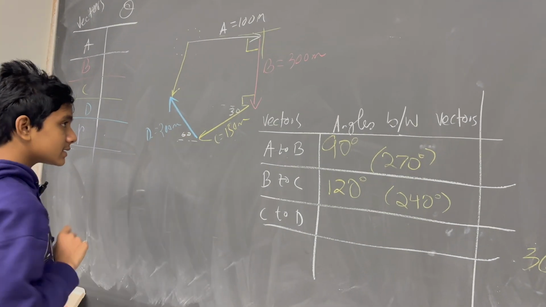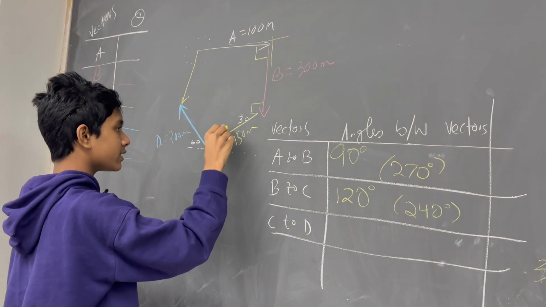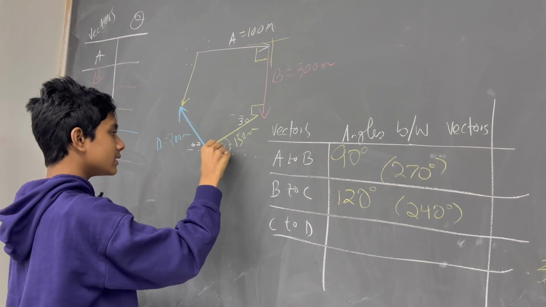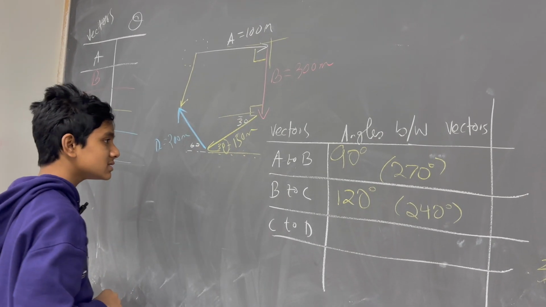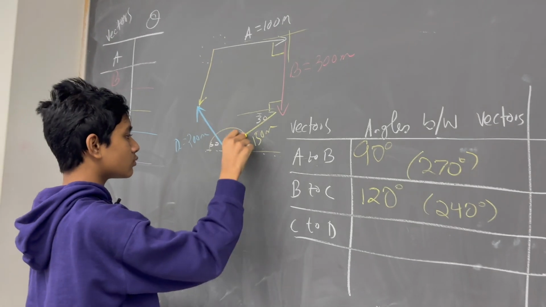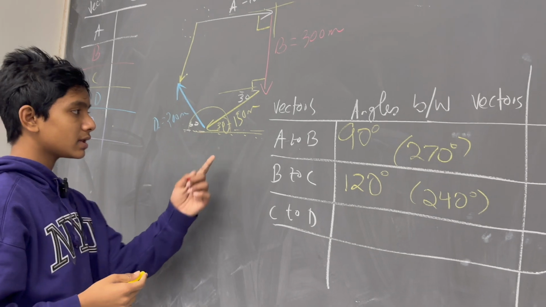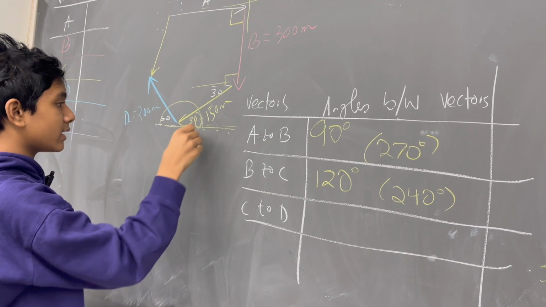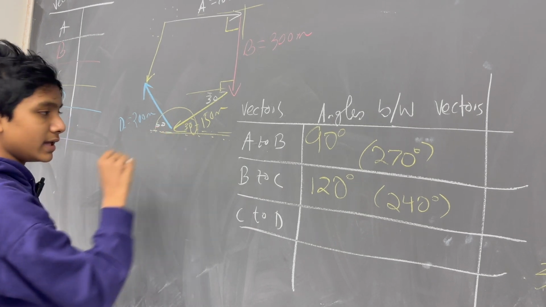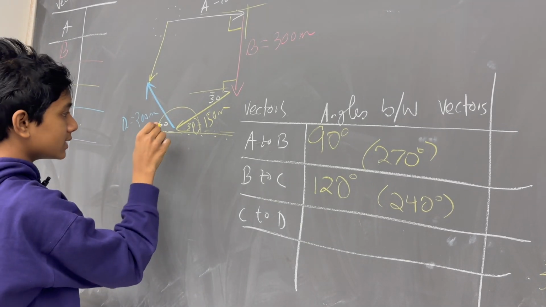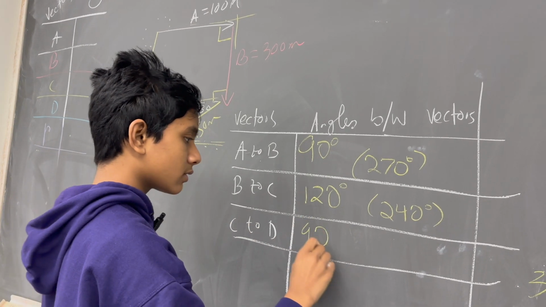So C to D is the most tricky of them all, but by the interior angle theorem, we can say since this is 30, this is equal to 30, since these two lines are both parallel to the x-axis. And since these two are parallel, the angle they form has to be 180 degrees, and 180 minus 30 is 150, and 150 minus 60 is 90. That means we have another right angle here.